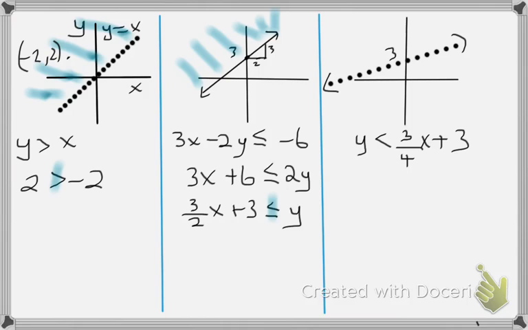For the final graph here, because of this strictly less than sign, I need to have a dotted line, and that's just for notation. Now, ask yourself, where is y less than this line? 3/4 x plus 3 is this line. So where is y less than that? That would be below. This is a line with a run of 4 and a rise of 3, and it goes through a y-intercept of 3. And where is y less than it? It would be below.